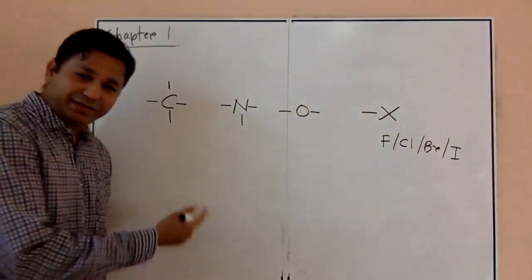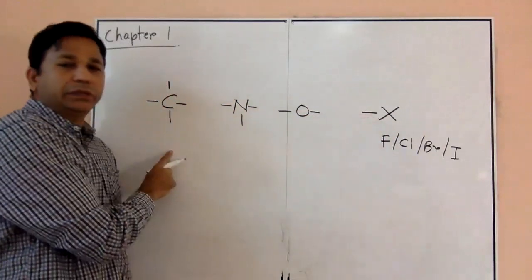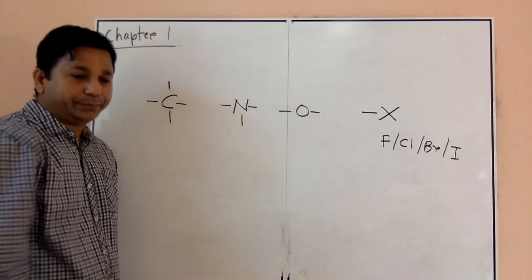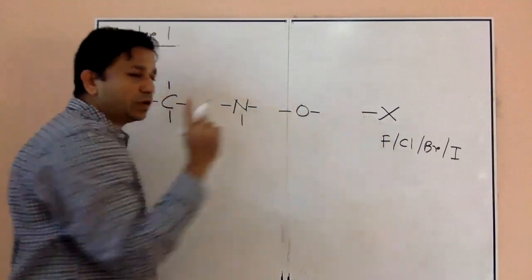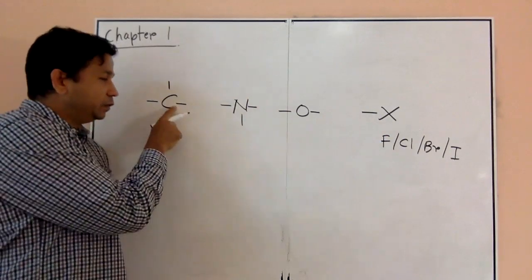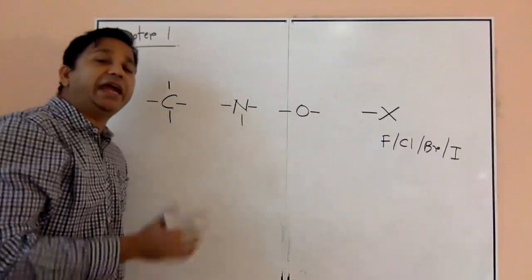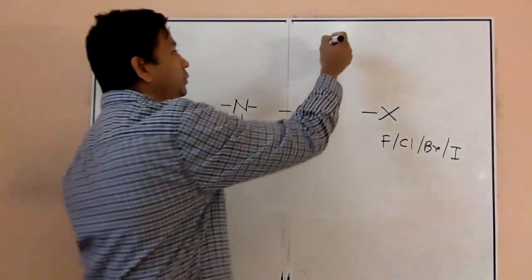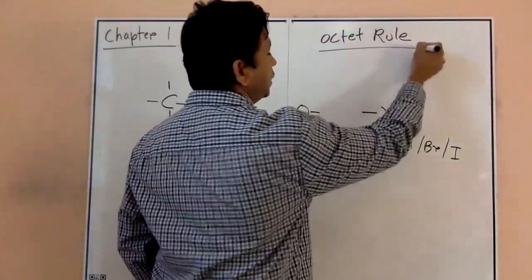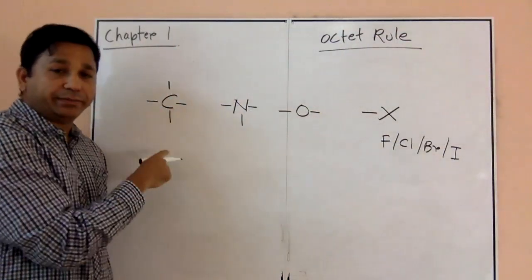So there's a trend. The trend is 4, 3, 2, and 1. So the number of bonds goes down from left to right. Carbon has four and halogen has one bond. But each atom, carbon, nitrogen, oxygen, and halogen, should have 8 electrons. Remember the octet rule? Each atom must have 8 electrons around them.